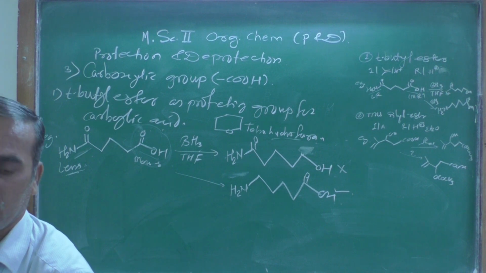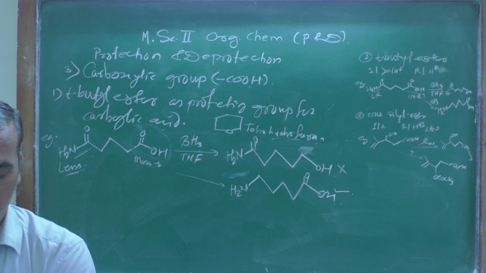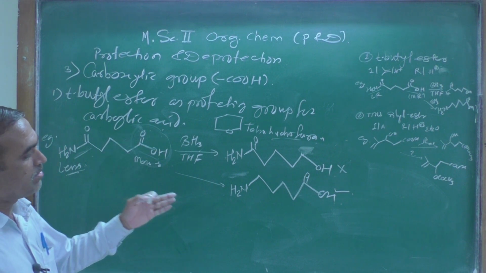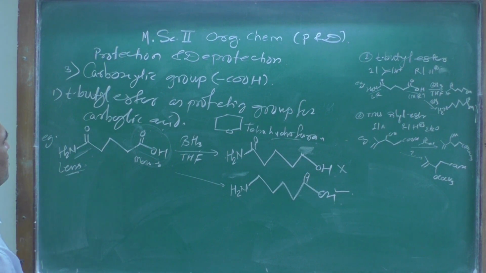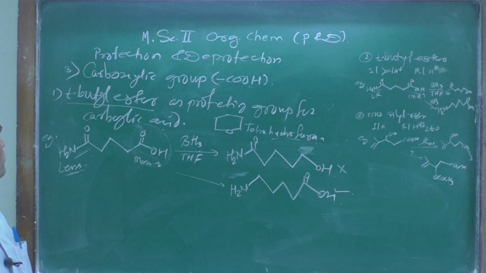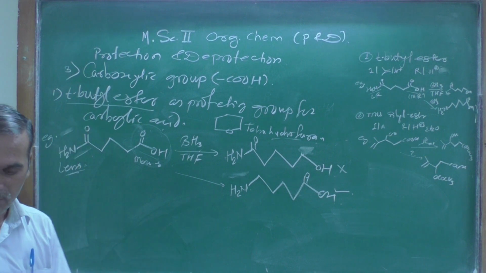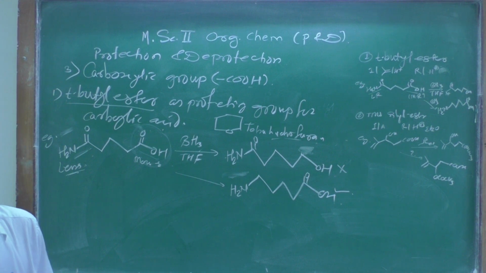How would you do? You can think about the protection and the deprotection first. We can protect the carboxylic group first, and then we can prepare this one. Just now we have seen the protection by using tertiary butyl ester, right? That tertiary butyl ester is used to protect the carboxylic group.